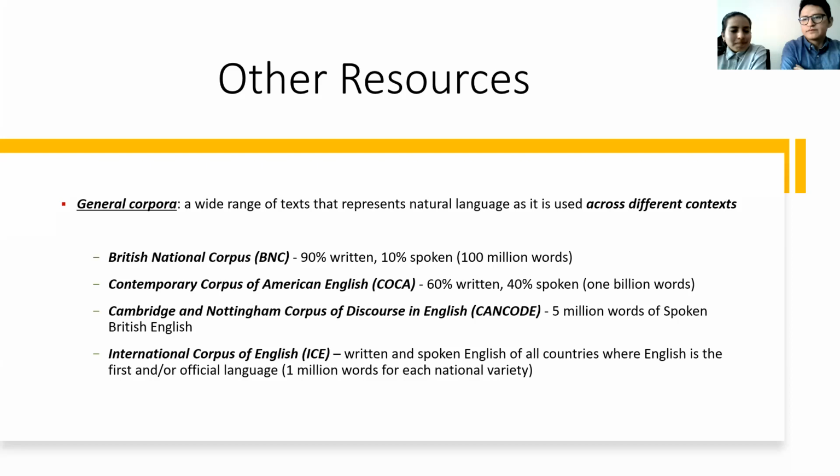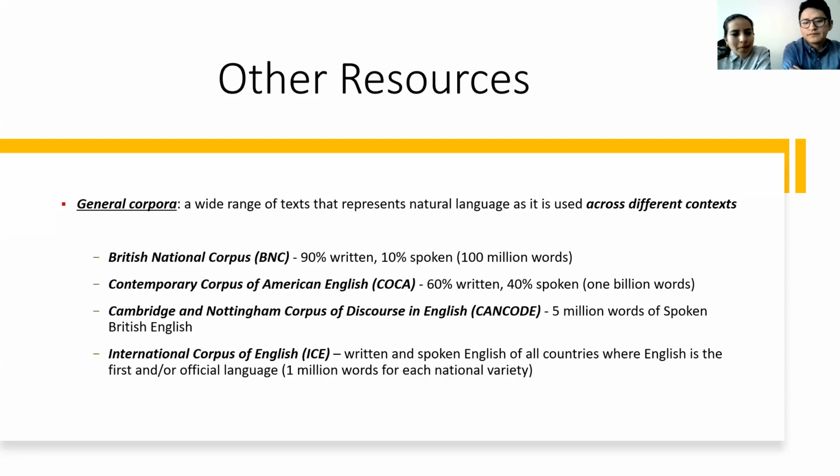Okay, well, there is a wide range of resources when it comes to corpus linguistics. We have general and specialized corpora. General corpora are a wide range of texts that represent natural language as it is used across different contexts. For example, we have the BNC, the British National Corpus, and this is an interesting fact: 90% comes from written language and 10% from spoken language, and it has a total of 100 million words. That's the British corpus. The corpus we were describing today, COCA, has 60% written and 40% spoken, and I think it's 1 billion words. Yeah, it's the most widely used.